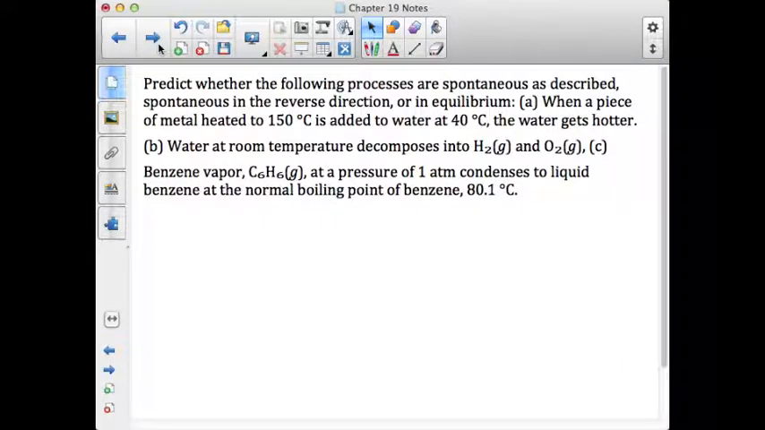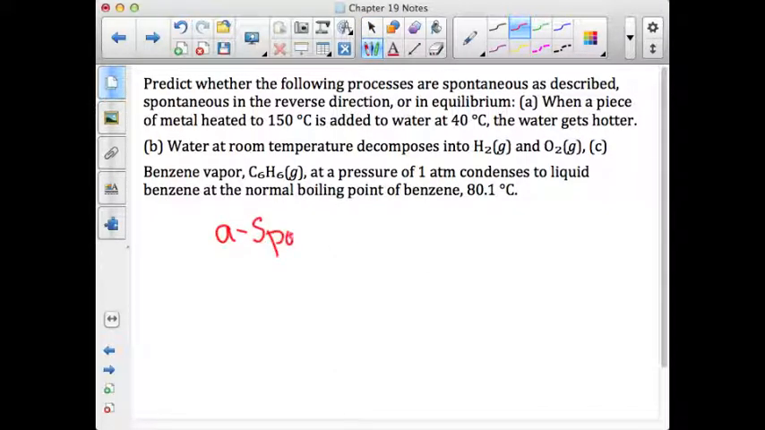Predict whether the following processes are spontaneous as described, spontaneous in the reverse direction, or spontaneous at equilibrium. If a piece of metal heated to 150 degrees Celsius is added to water at 40, my water gets hotter. Is that spontaneous or non-spontaneous? Spontaneous. That is just going to happen. I don't have to do anything to get my water hotter, because the metal is hotter, so the metal will heat up the water.